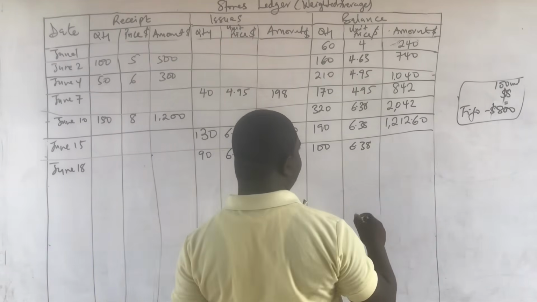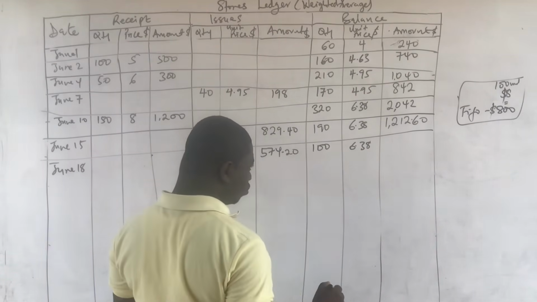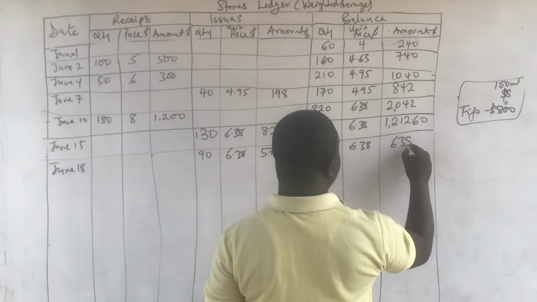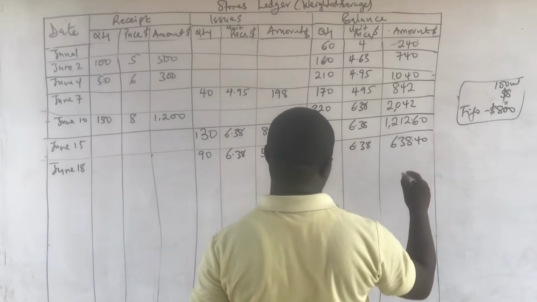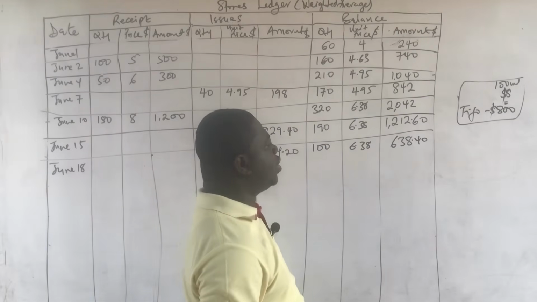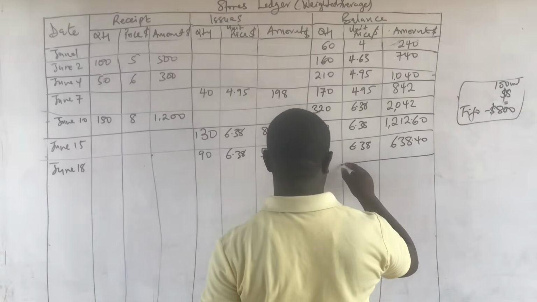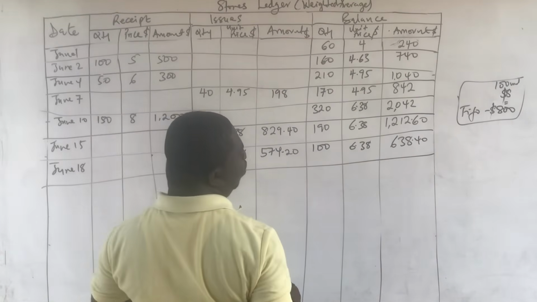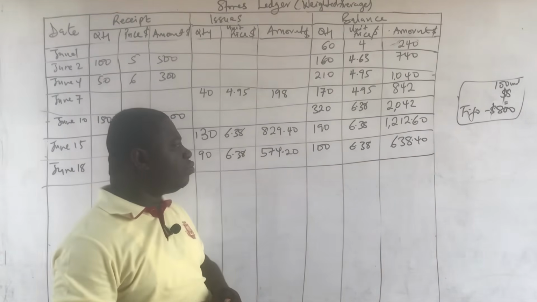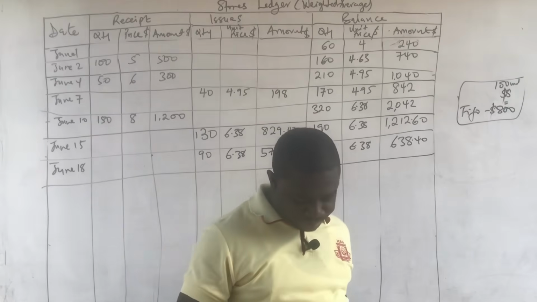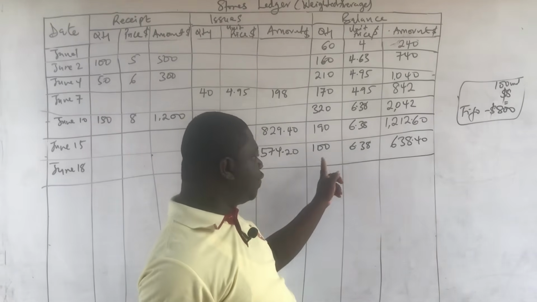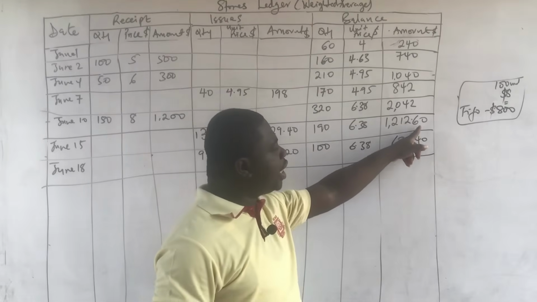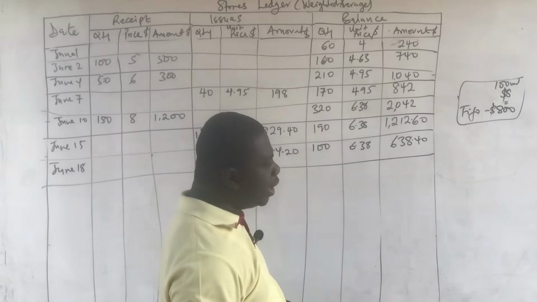And that gives us 638.40. That is if you subtract. Alright, so 638 as our closing balance. Now we are done with the weighted average. Take note of something. Here should have been 638 if you multiply directly. The 0.40 came about because I subtracted the amount.